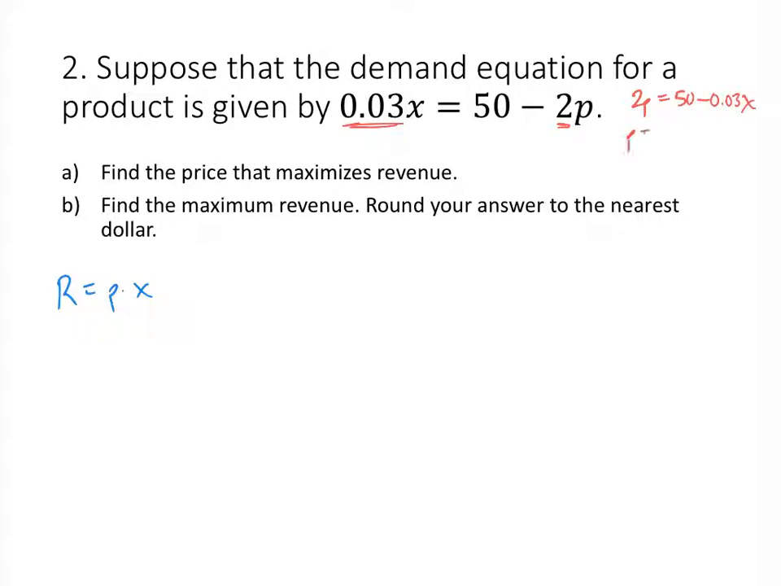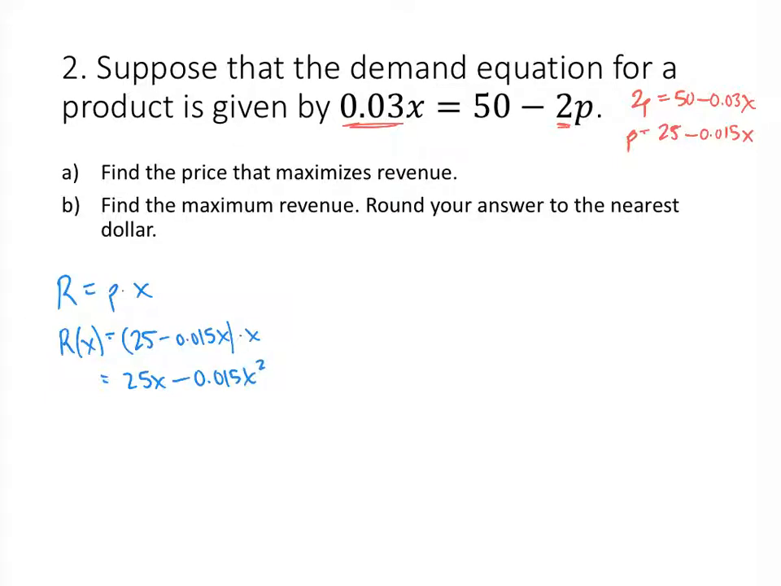And then divide both sides by 2. So that's going to give me 25 minus 0.015x. So there's my price function. And so if I plug that in for p in my revenue function, I get R of x is 25 minus 0.015x times x, which is 25x minus 0.015x squared.